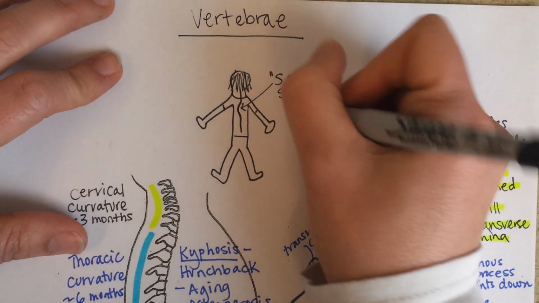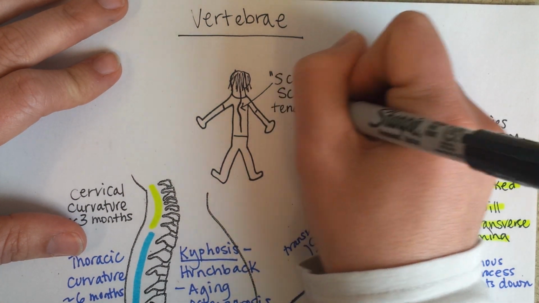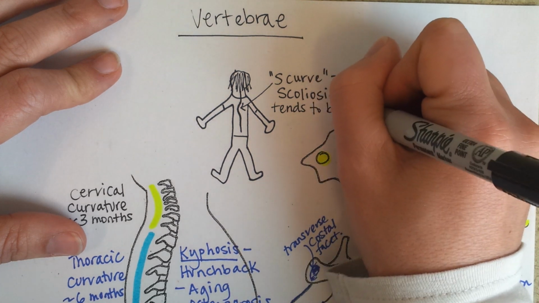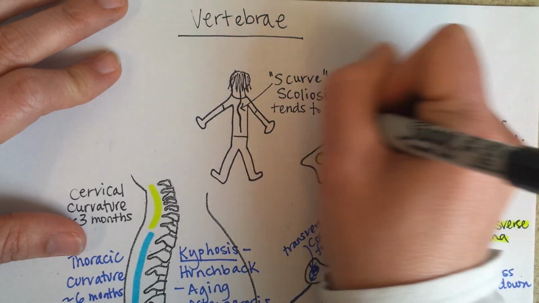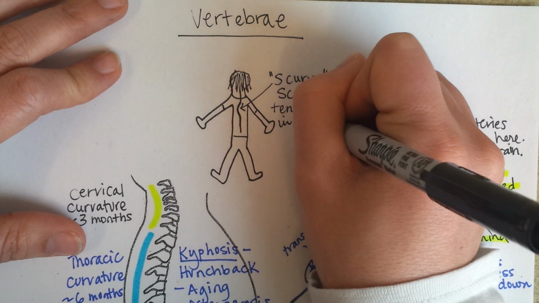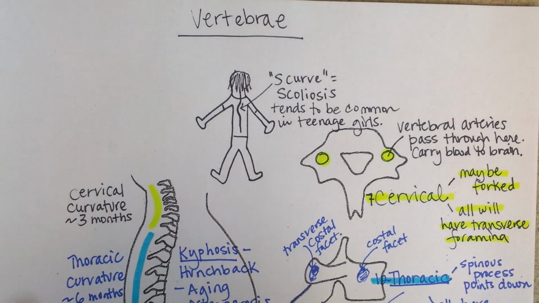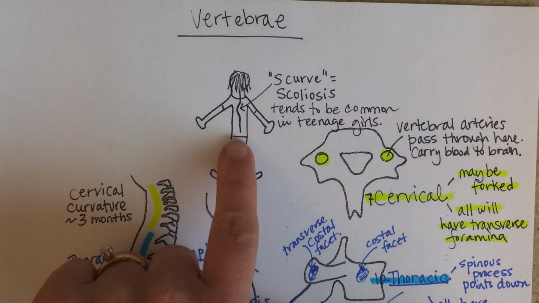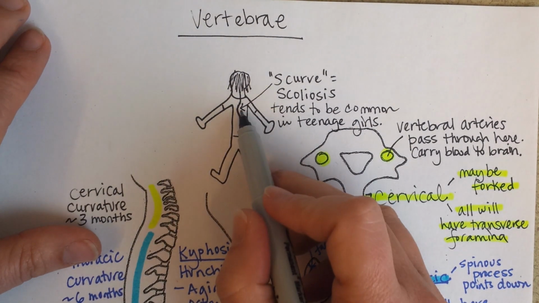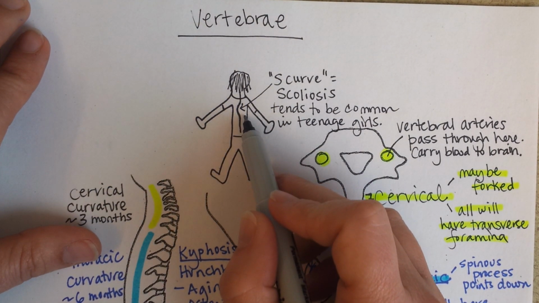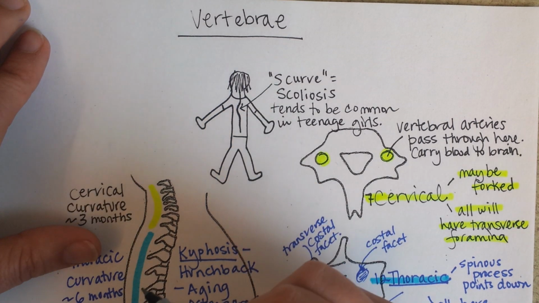Now this tends to be common in teenage girls, and a lot of times they grow out of it. Occasionally they don't grow out of it, and they might prescribe physical therapy to try and strengthen the muscles on this side of the curve to pull it back into alignment.